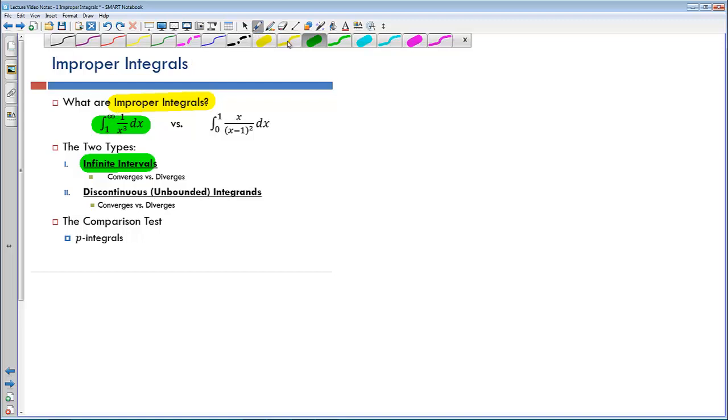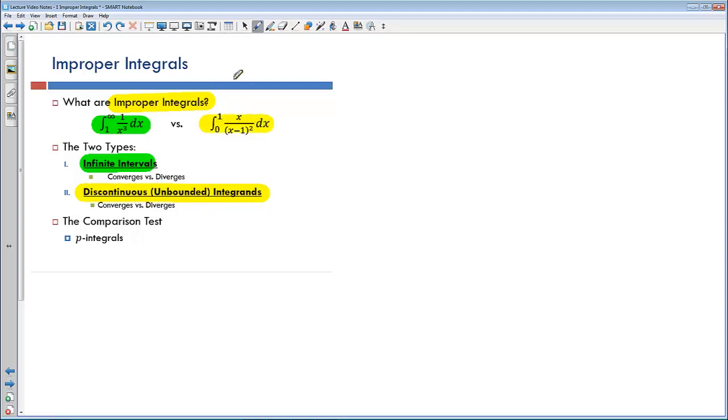And the second type of improper integral is sort of like discontinuous integrands, or if you want, they're unbounded. So that's this type of integral. What you want to notice in this one is that this denominator is 0 when x is equal to 1. So here the function actually blows up in between the limits of integration. So that's what we mean by a discontinuous or unbounded integrand. The function is not continuous on this interval, or at one of the endpoints.